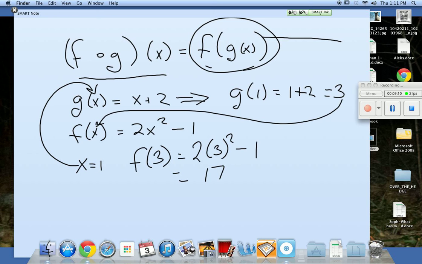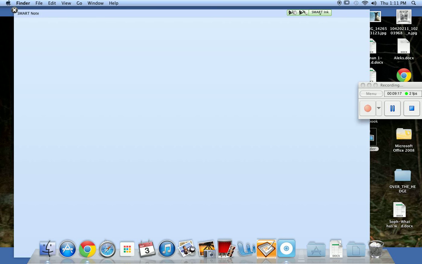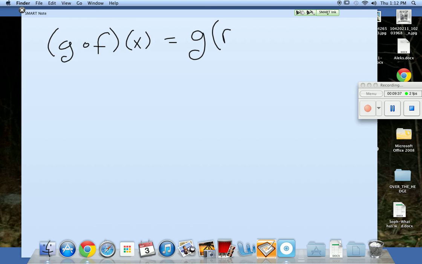Fog x. But it can be like this too: g of f of x. What would that be? G would be on the outside, hey? Like that.